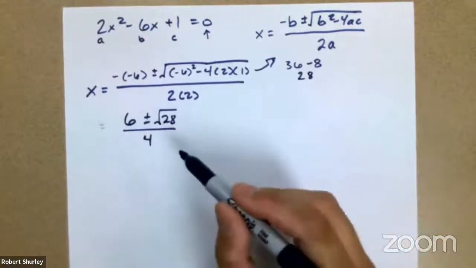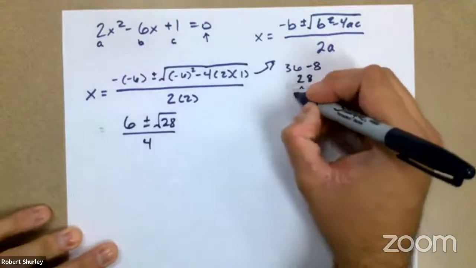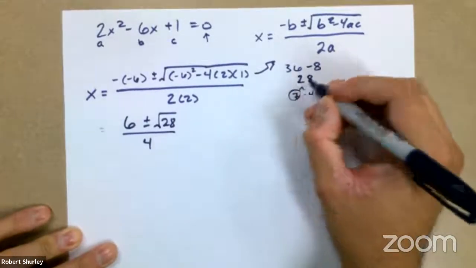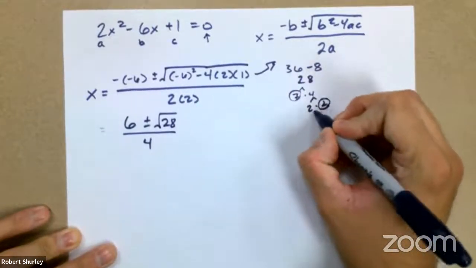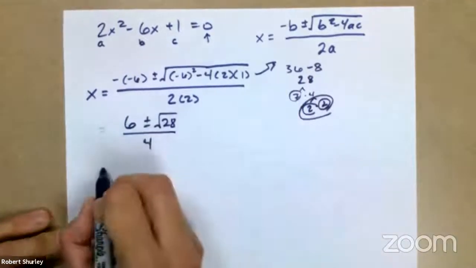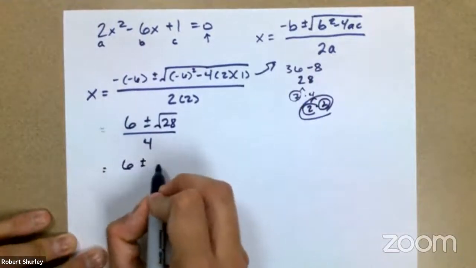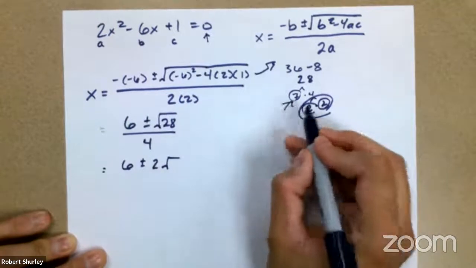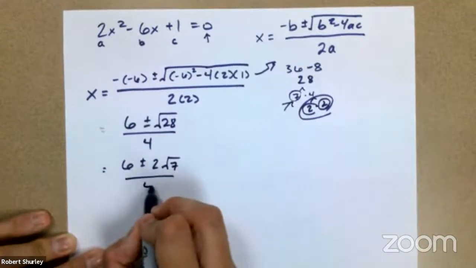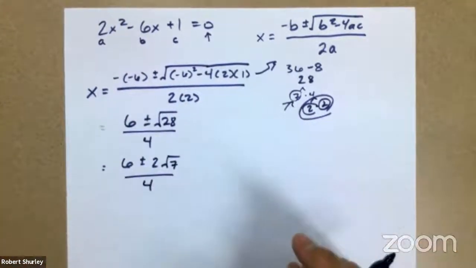And then we've got to simplify this. Well, the 28, 7 times 4, that's prime. 4 is 2 times 2, so I can take a 2 out. So 6 plus or minus 2 square root. Now I got a 7 left over, all over 4.